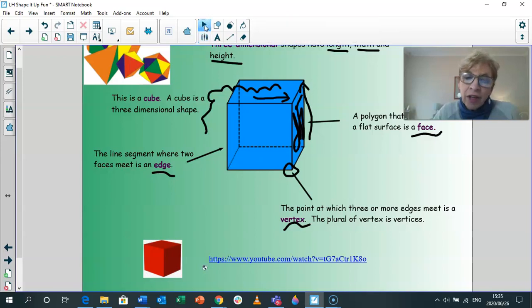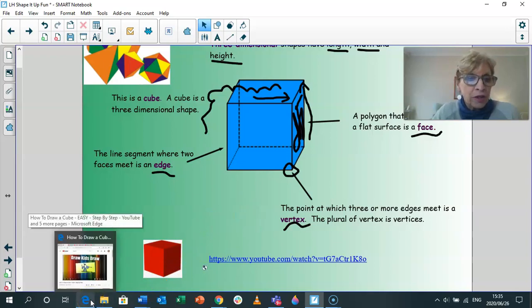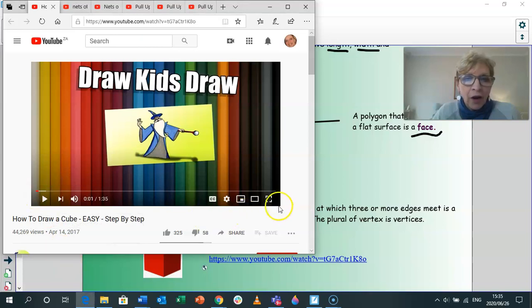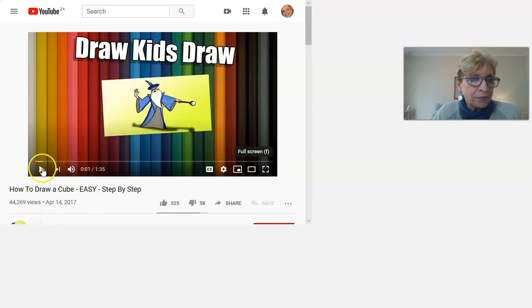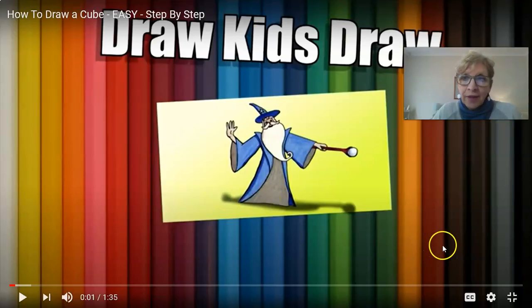Right, so let's have a look now. I want to show you a couple of quick videos in this presentation. Yeah, they're quite a lot of fun. It's stuff you can do at home, which is such fun. Okay, let's have a look at the first one. And this is how to draw a cube. Let's have a look.